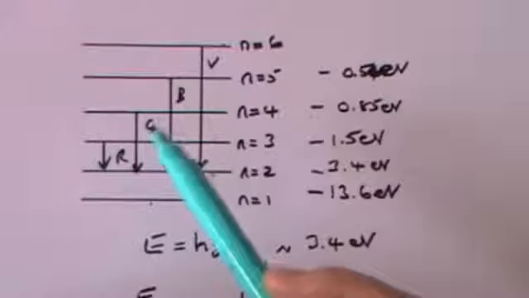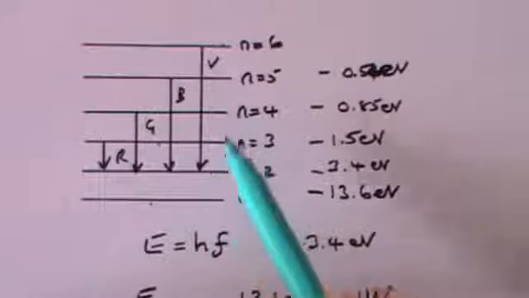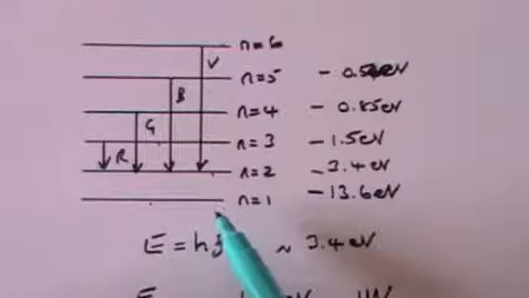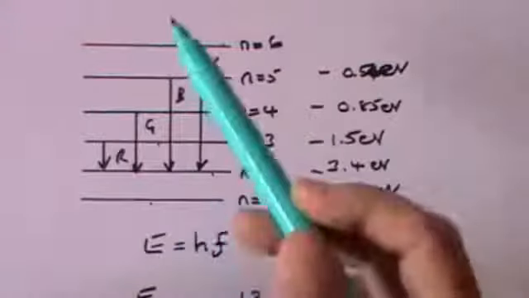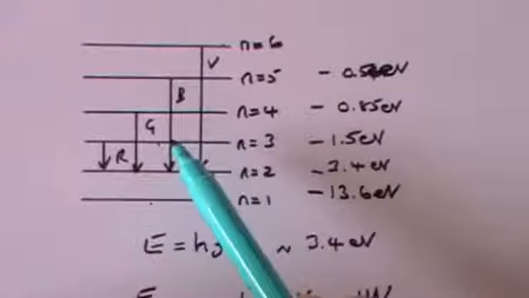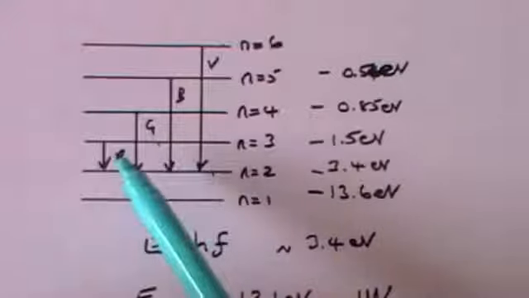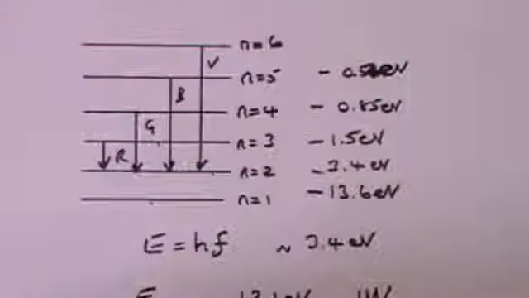Everything else will either have a higher frequency because it's falling to the n=1 level, in which case it will be ultraviolet, or if it falls to the n=3 or higher, it will have a very much smaller frequency than the red, which means it will be in the infrared.